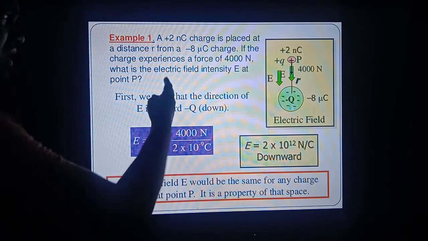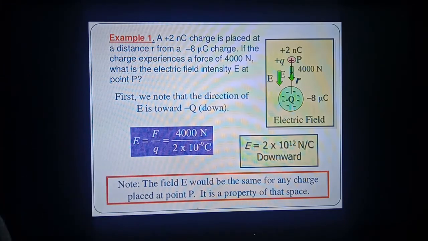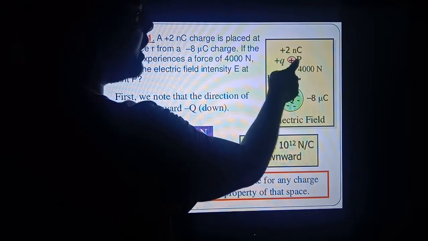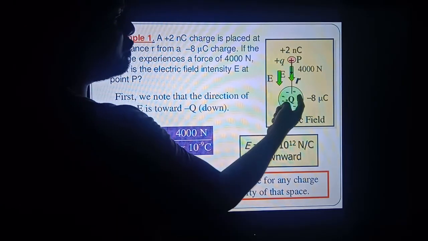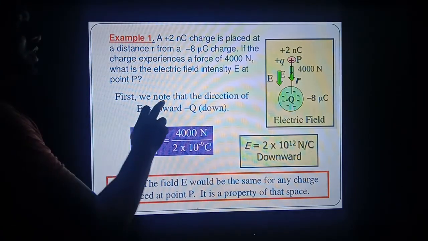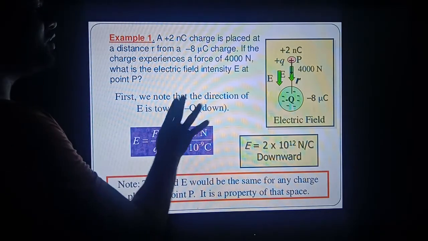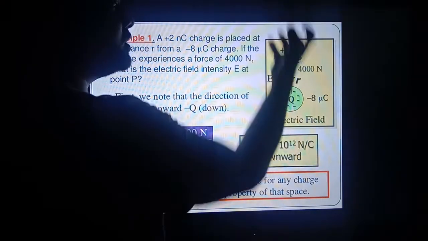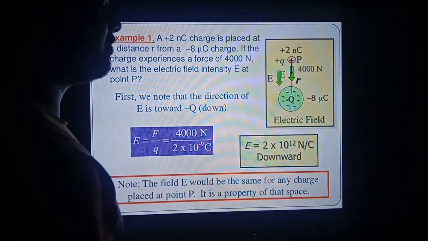What is the electric field intensity E at the point P? Meaning we have to find out the electric field at this point. So at this point the electric field will be due to this charge. Now how to take out the solution? First, we note that the direction of E is towards -q because a negative charge applies an electric field towards itself. So this is the direction of the electric field.